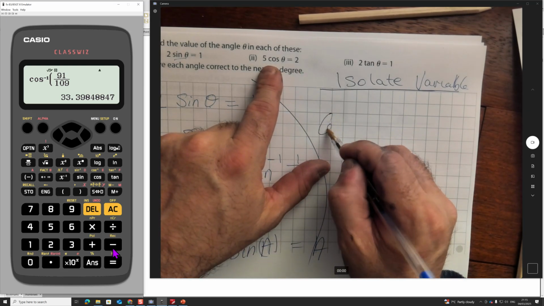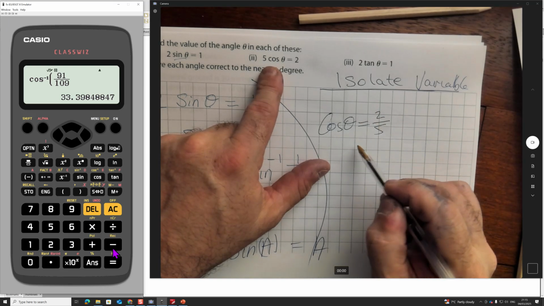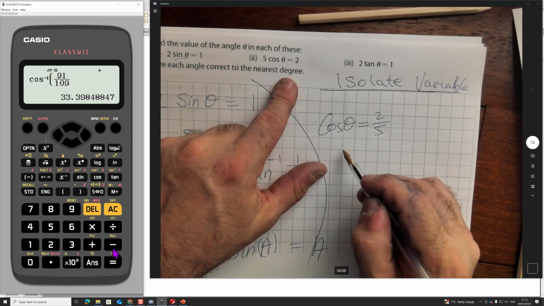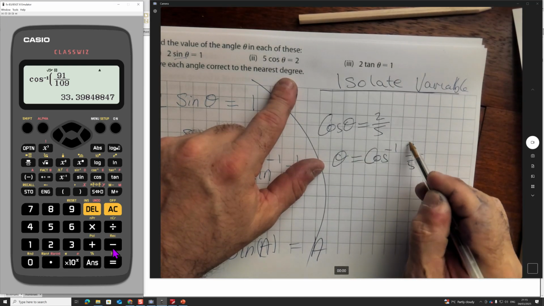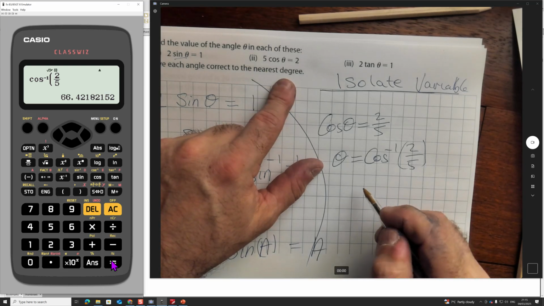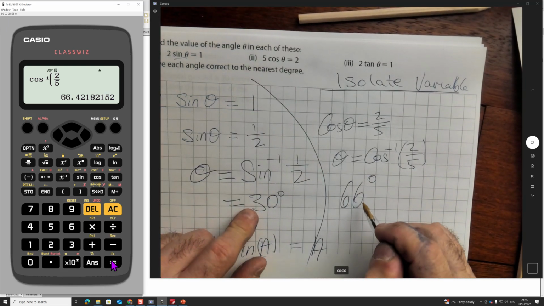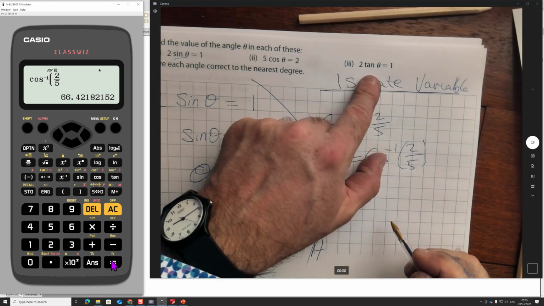Okay, so we're just isolating the variable. The next line down is this. So this is an equivalent equation, meaning it has the same solution. This is the solution, needs to be calculated. 66 degrees to the nearest degree. Inverse tan of a half, nothing special there.